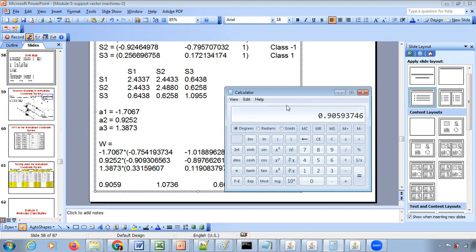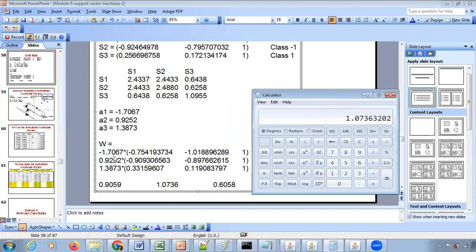Similarly, now do the second term. So you have a minus here and a minus here, so it's going to be positive. Just multiply the values. 1.7067 times 1.0189. Now this is a minus and a plus, so we have to take that minus into consideration. Minus 0.8977 times 0.9252 plus 0.1191 times 1.3873. So that's 1.0736. Last term is all one.